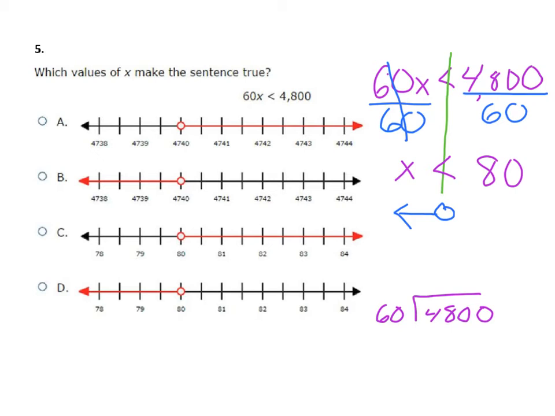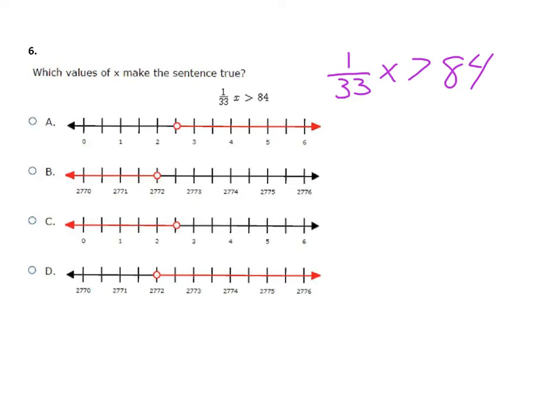on my number line. So I'm looking for an open circle over 80, which I have in C and D, but I need to be shading down. So that's going to make my final answer here D. Here I have another inequality to solve. And I just rewrote it off to the side so I had room to work it out. Here I have 1 over 33 times x. So to undo that, I'm going to divide both sides by the 1 over 33.